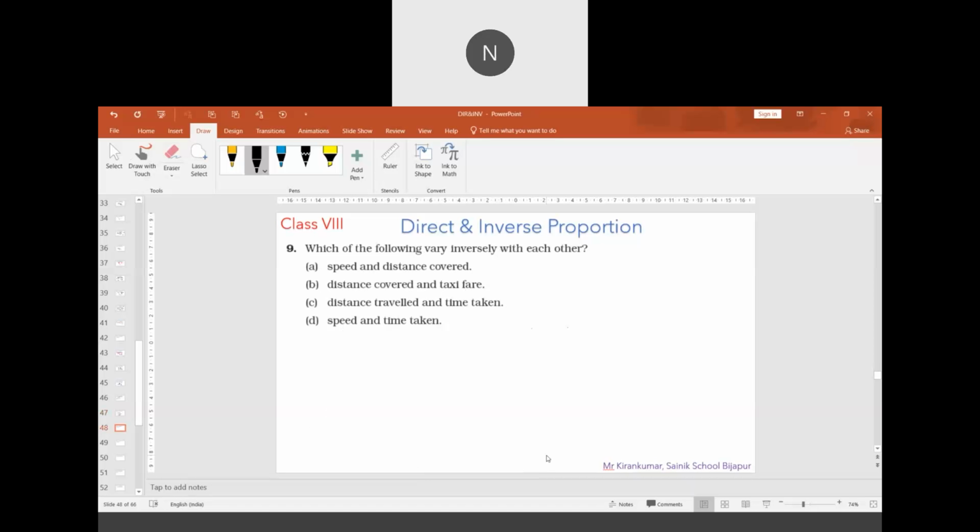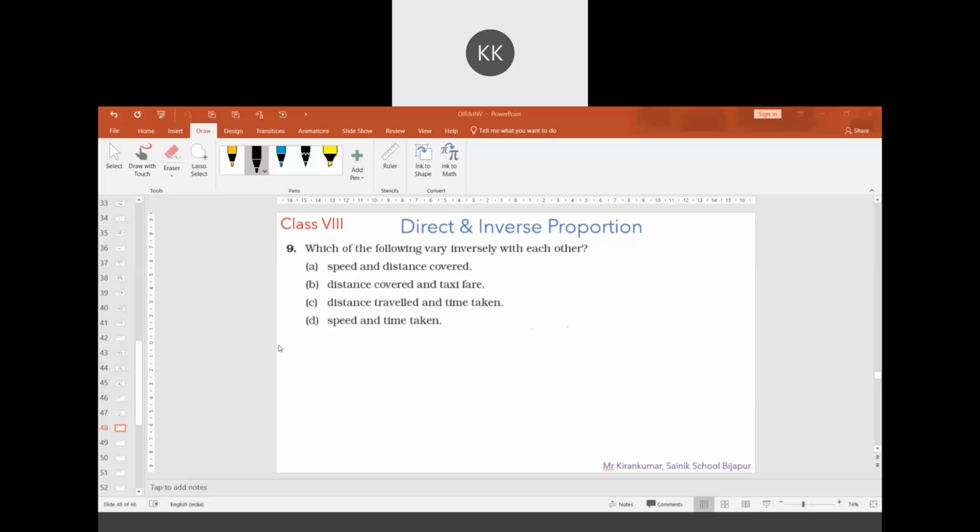Question 9. Which of the following vary inversely with each other? Speed and distance covered, distance covered and taxi fare, distance traveled and the time taken, speed and the time taken. Which one will vary inversely?